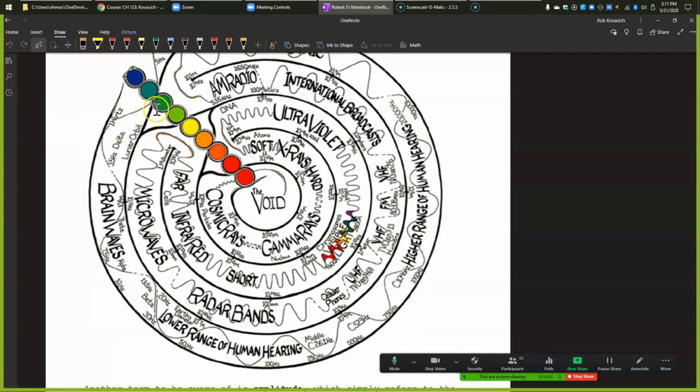If you start right here, you can see what's happening to this wavelength. It's getting shorter and shorter as you spiral in. As you move through this, you can see that my UHF TV has a longer wavelength than my VHF TV, and my FM has a longer wavelength than my VHF. Interesting. Cosmic rays. And then the void.